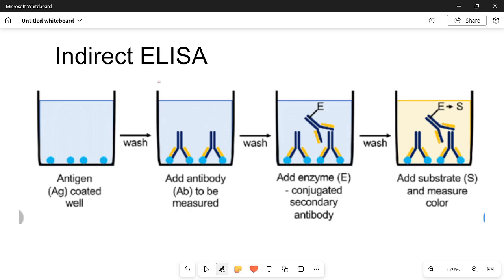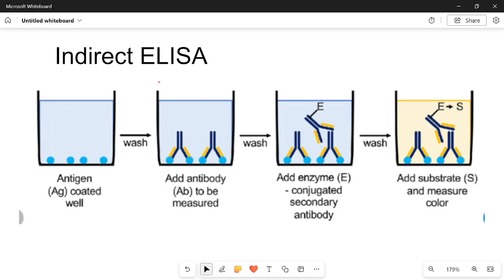So this is seen in the second picture. The free antibody is washed away and bound antibody to the antigen is detected by adding an enzyme conjugated secondary antibody that binds to the primary antibody. So this is seen in the second picture.